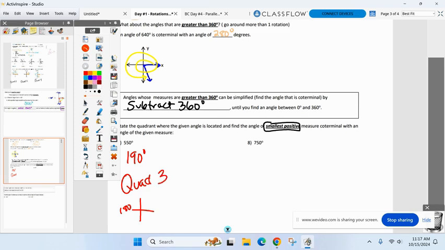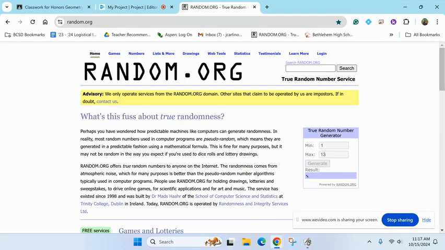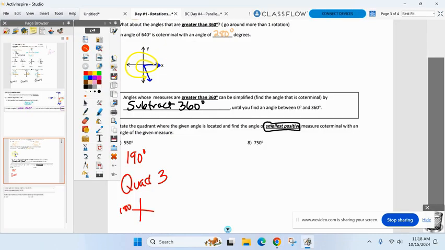Anybody notice something with 750? You subtracted 360 and what happened? Still over. Still bigger than 360. So what do you think you got to do again? Keep subtracting 360. Yep. And what do we end up with here? Gianna? 30. How's that look, everyone? Good. 30 degrees? Yep. And what quad? 1. Perfect. So keep subtracting 360 until it's less than it.